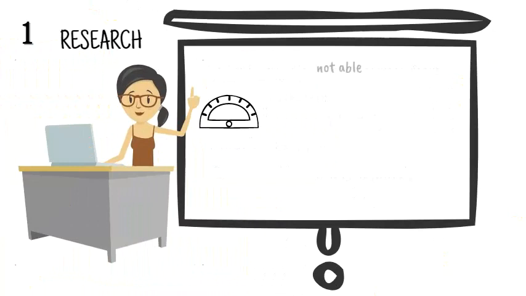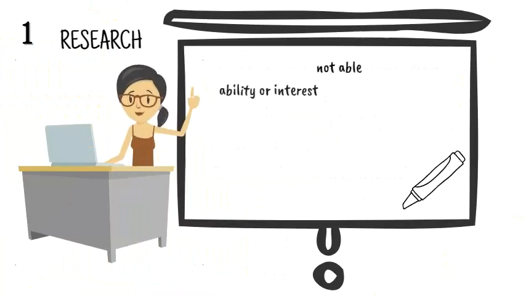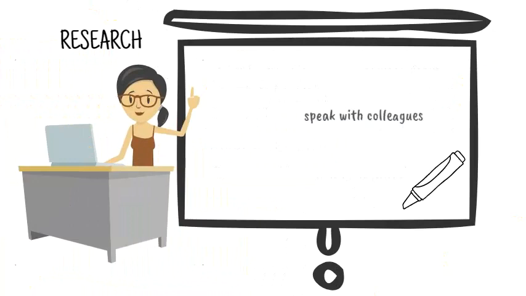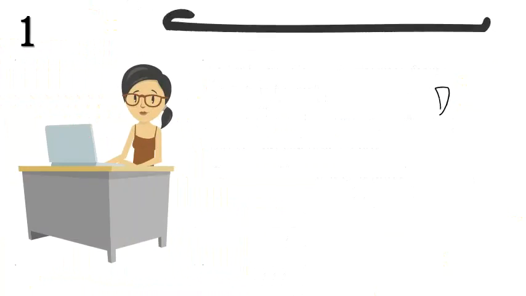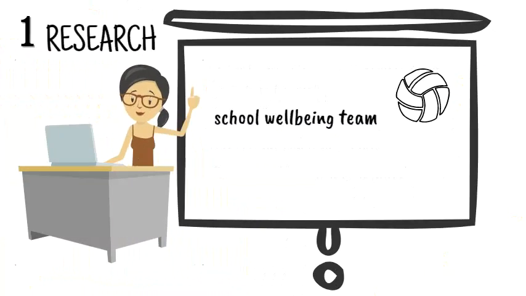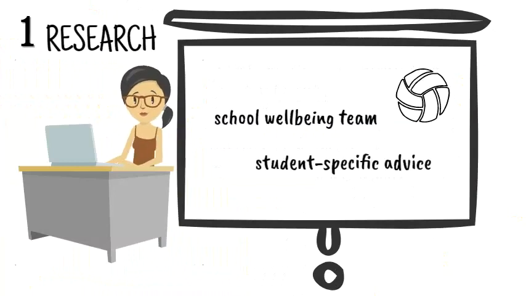If you have students who are not able to engage in this level of introspection, or lack the ability or interest to recognize their difficulties, take observations of the students, speak with colleagues who also teach the student, and engage the student and their parents in conversation. If the student is engaged with the school wellbeing team or outside support services, ask if they have any student-specific advice or triggers to avoid.